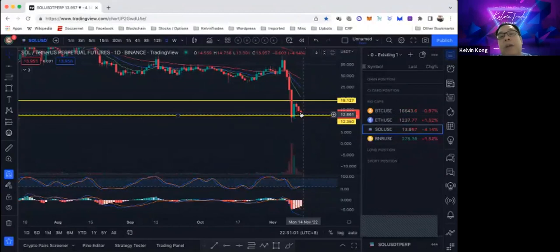This is because you're looking at the 1 day chart. So you won't have a lot of candlesticks to look at. So don't worry. Just concentrate on that 1 day candlestick.